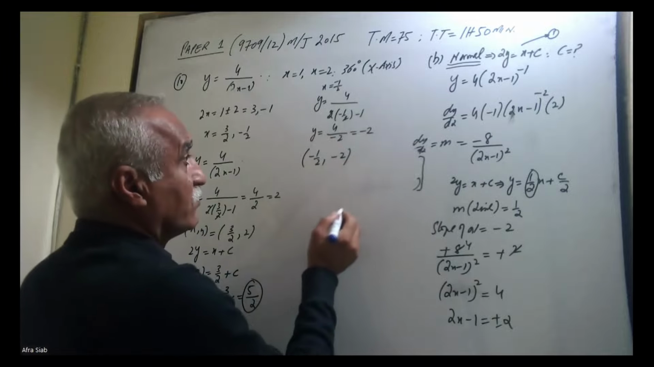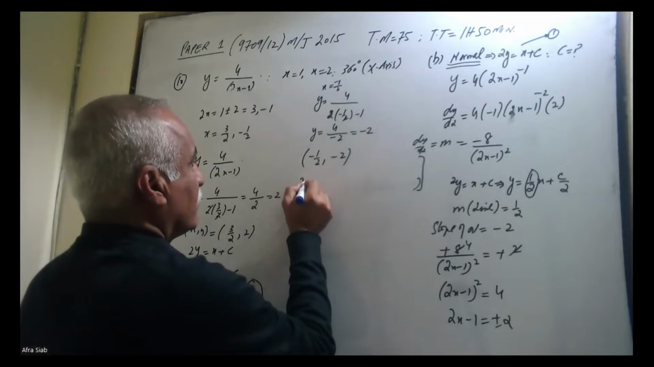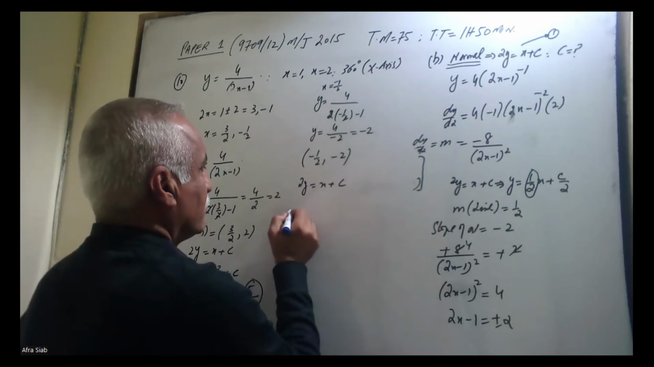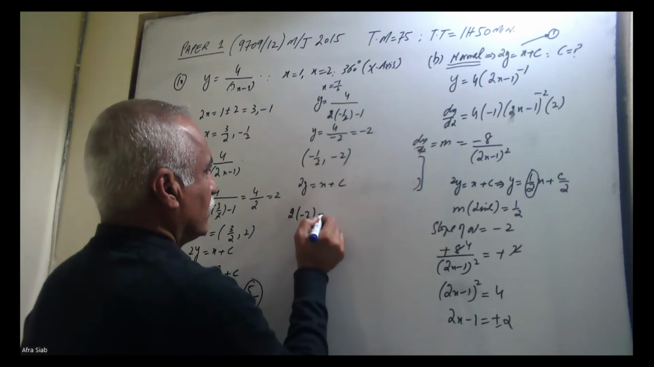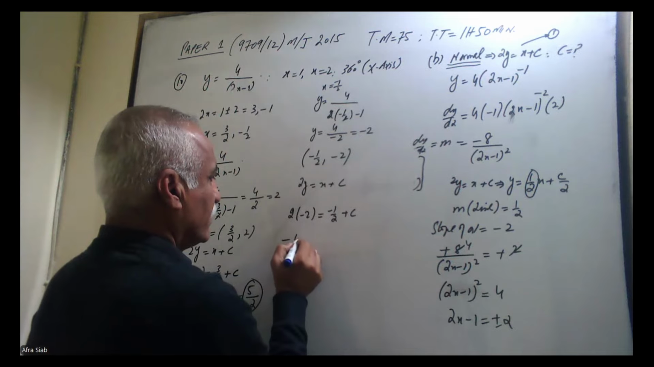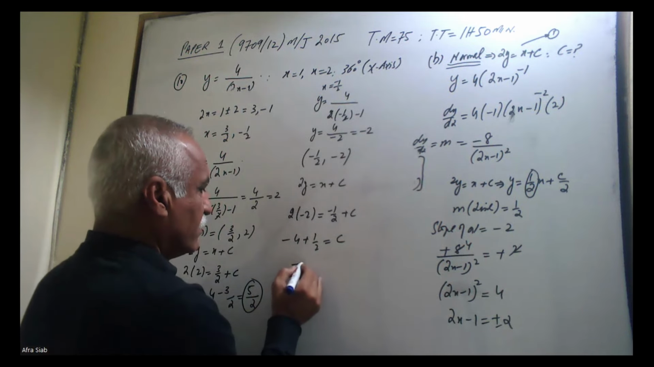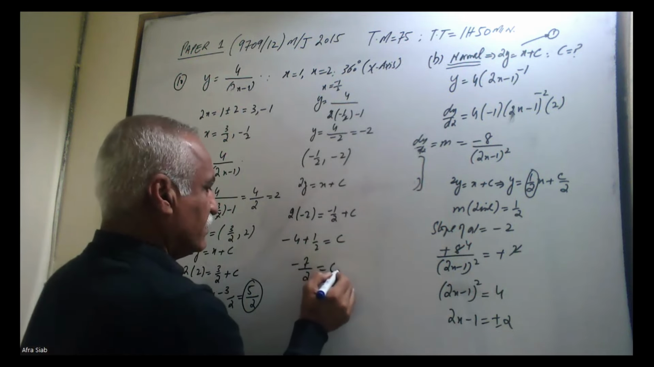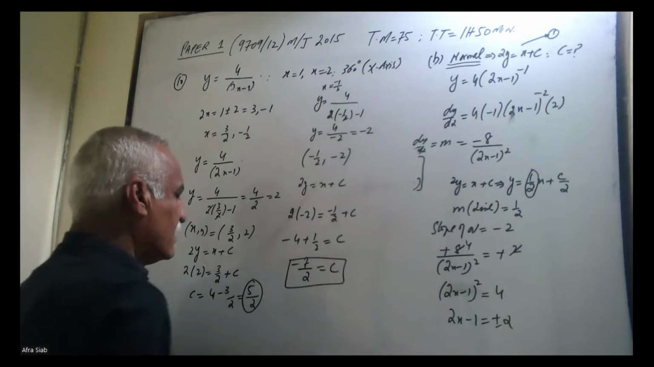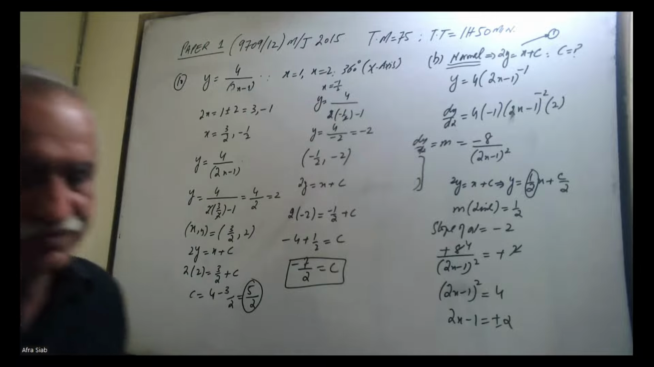Now we put in this main equation 2y is equal to x plus c. So 2 into minus 2 is equal to x value, minus half, plus c. So minus 4 plus half is equal to c. So minus 8 plus 1, minus 7 over 2 is equal to c. So that is the second possible value of c, which is minus 7 over 2. So there are two possible values of c. One is 5 over 2 and one is minus 7 over 2.